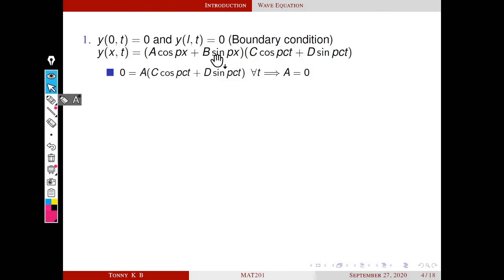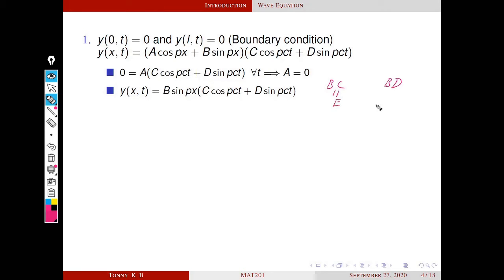Substitute a equal to 0 in this equation. Then we get y(x,t) = b sin px (c cos pct + d sin pct). If we multiply b into the bracket, this term is bc and this term is bd. Here b and c are arbitrary, so bc is also arbitrary. We denote that arbitrary by e. Similarly, b and d are arbitrary, so bd is also arbitrary. We denote it by f. So this expression becomes y(x,t) = sin px (e cos pct + f sin pct). We denote this equation by 1.